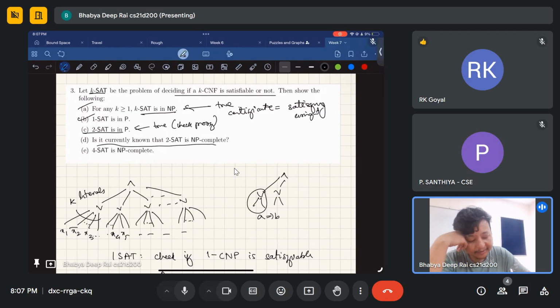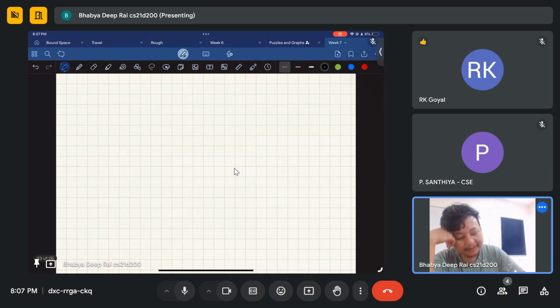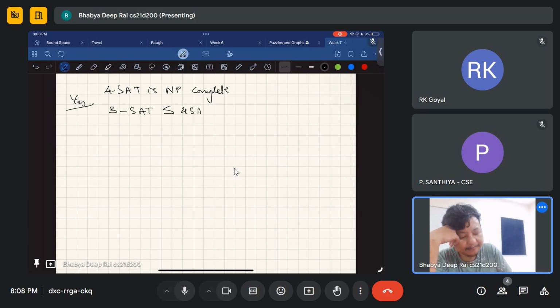Is it currently known that 2 sat is NP complete? No, because we just said that 2 sat is in P. If it was known that 2 sat is NP complete, then P equals NP. Finally, 4 sat is NP complete. This is the final thing I'll show, then we'll stop. Why is it NP complete? Because you can show that 3 sat reduces to 4 sat.